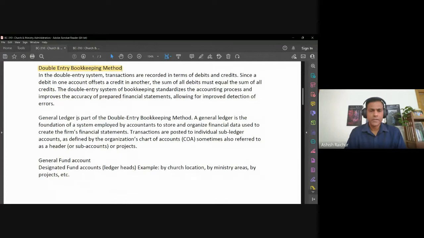The term general ledger is part of this double entry bookkeeping method. It could be a software system. It's where all the data is stored, so we refer to that as the general ledger. And within that are subheadings, where money is allocated, or you can call it expense accounts or project-based accounts, from where money is taken. This is referred to as a sub-ledger within that main general ledger.